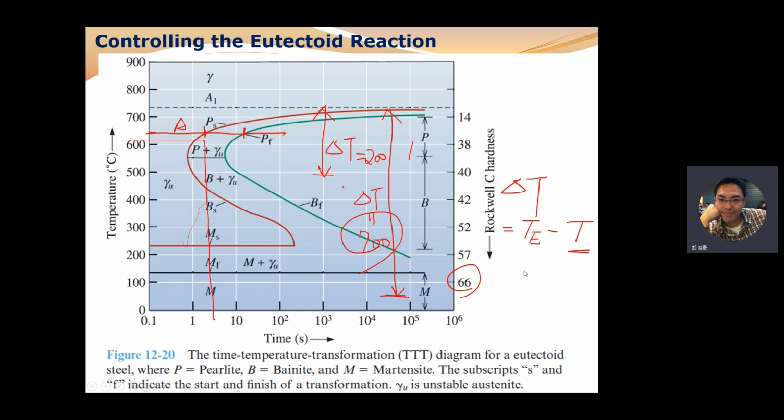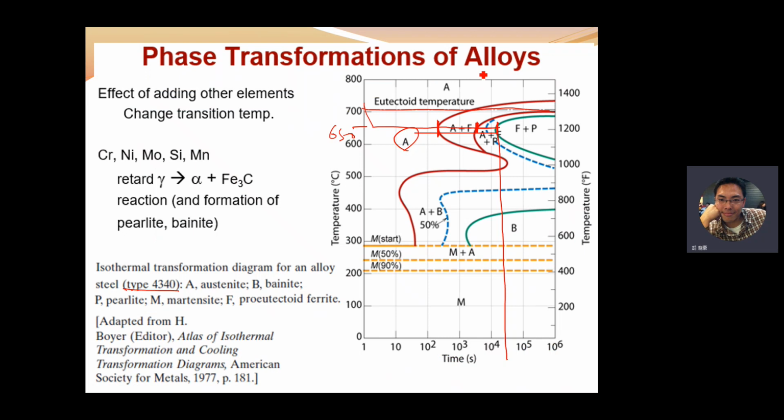Okay, so this transformation diagram is only for the iron and carbon system, right? And this one is an alloy system. Okay, iron, carbon with other alloying elements. And those alloying elements are able to retard this phase transformation.